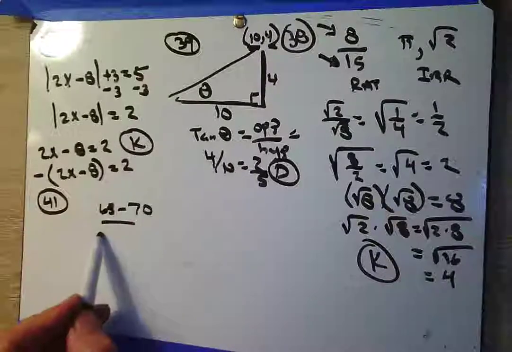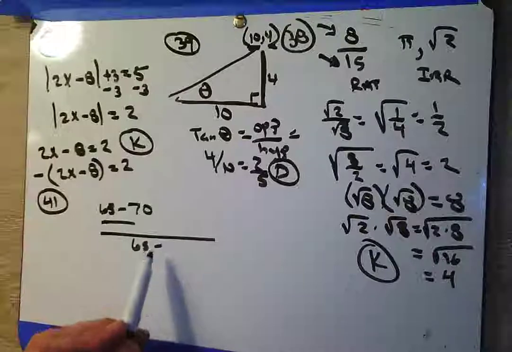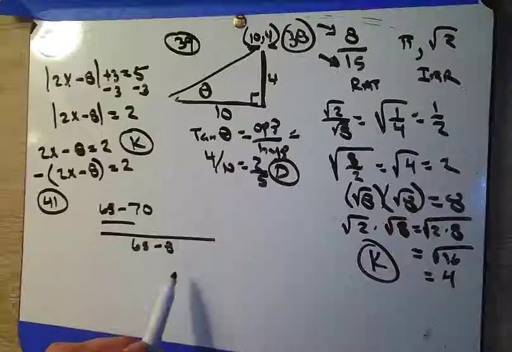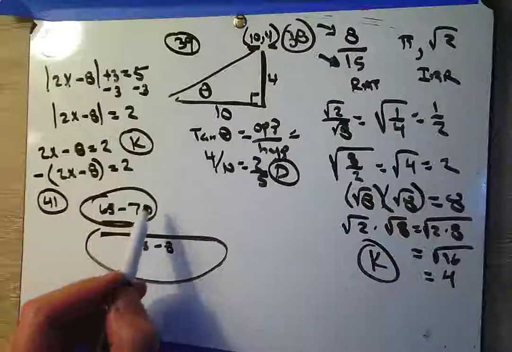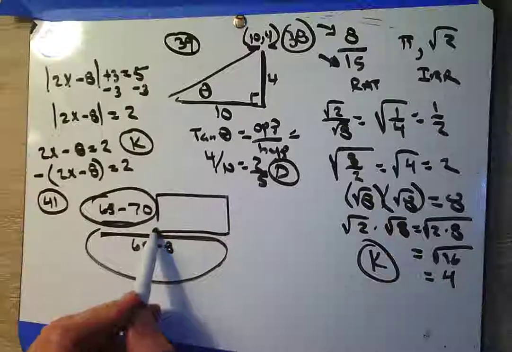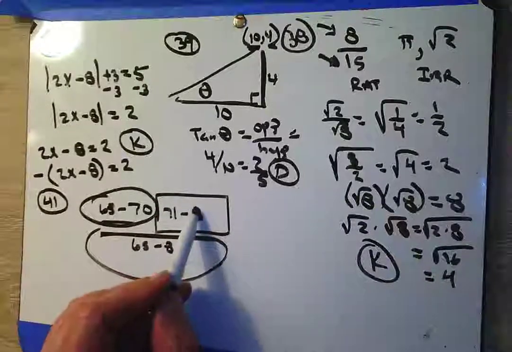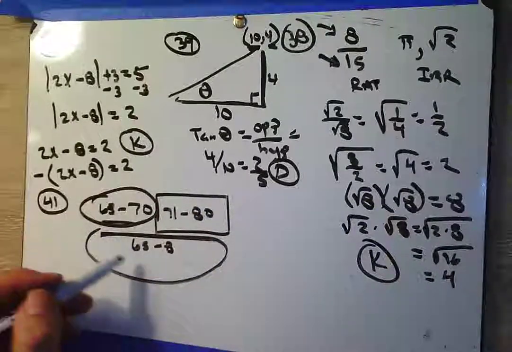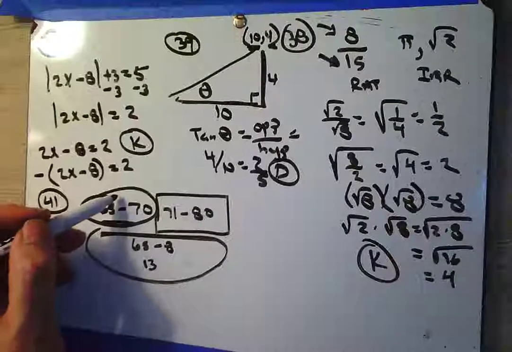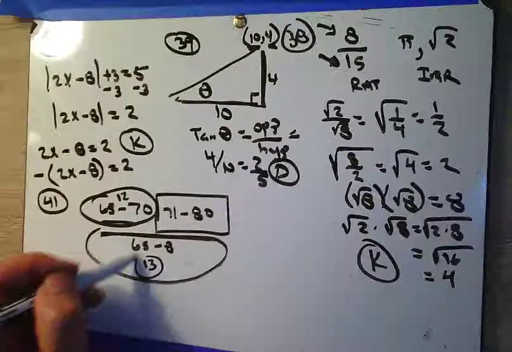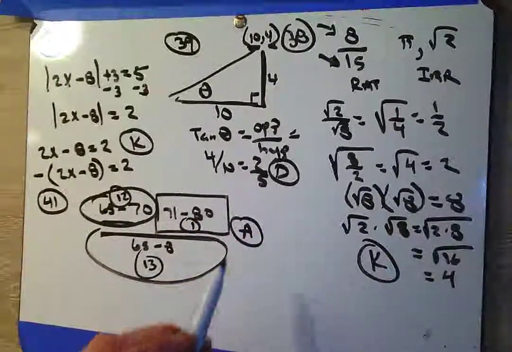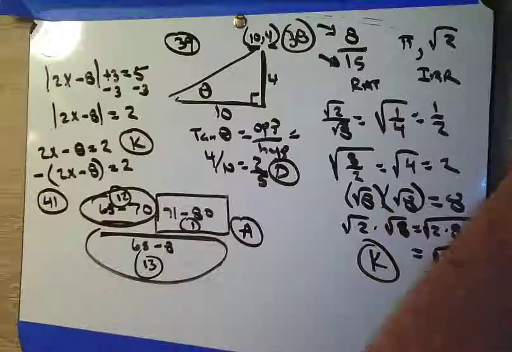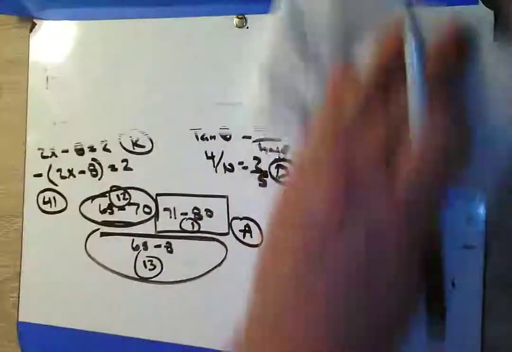but there's also 65 to 80. And if we take this group away from this group, the group that's going to be left is 71 to 80. So how many kids were in this group? 13. How many were in this group? 12. So there's only one kid in the group 71 to 80, and that's choice A. Choice A for number 41. Let's take a look at 42.